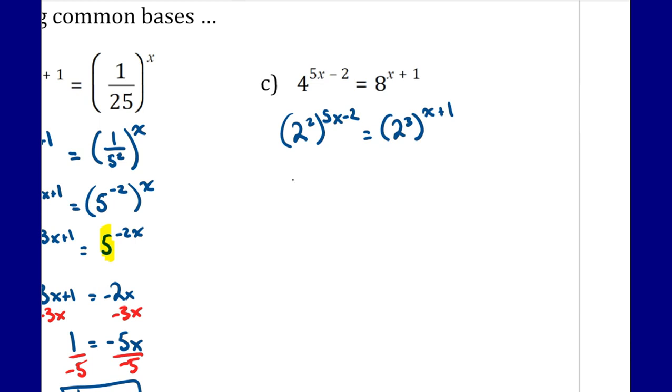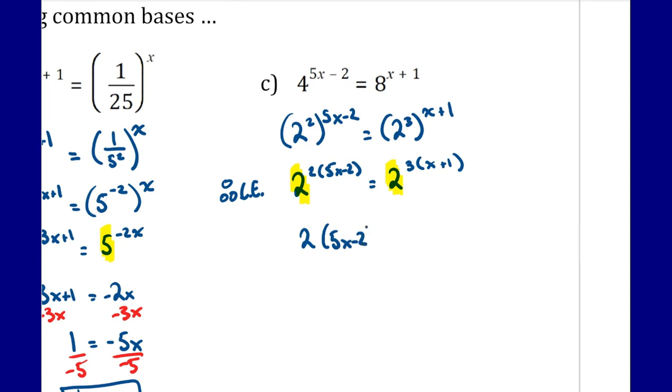Because I'd be multiplying powers, this would be 2 to the power of 2 times 5x minus 2, which is equal to 2 to the power of 3 times x plus 1. I can simplify or expand that, but I'll do that later once I get rid of these bases, because now that I have common bases, I can compare exponents. So 2 times 5x minus 2 equals 3 times x plus 1.